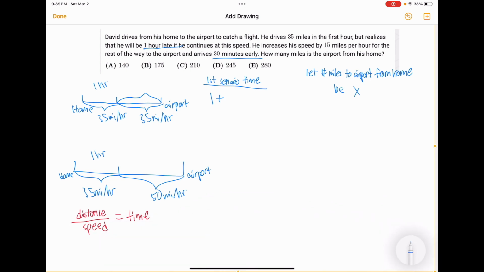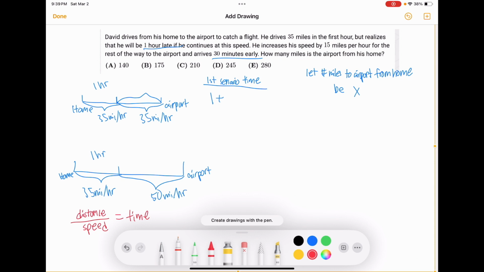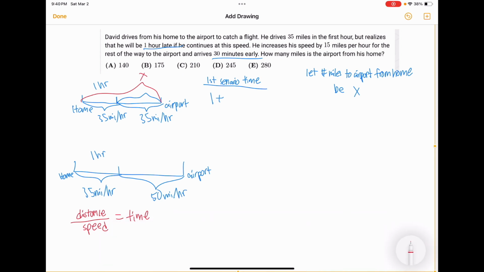So what is the distance? Well, we set the whole distance from his home to the airport to be x. So the remaining distance after he traveled for an hour, this segment, will have to be x minus 35, because remember that I already told you that he drives 35 miles in the first hour. The whole is x, and that means the remaining would be x minus 35. So that is the distance.